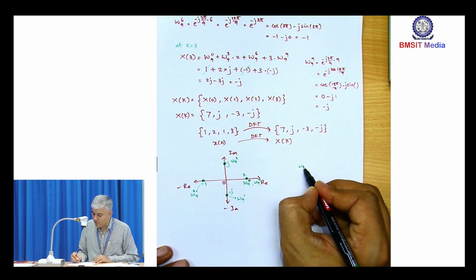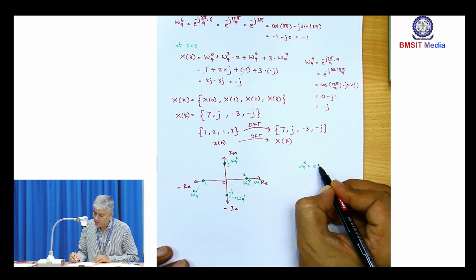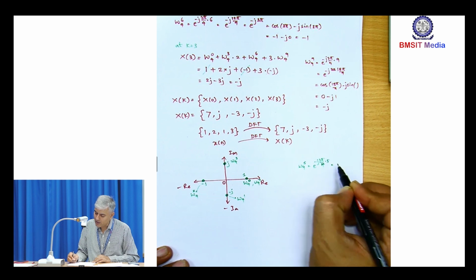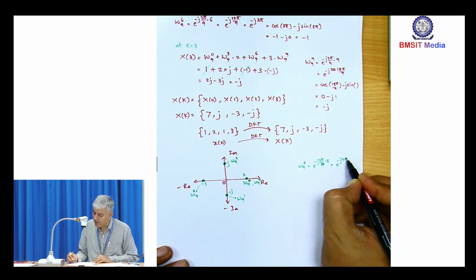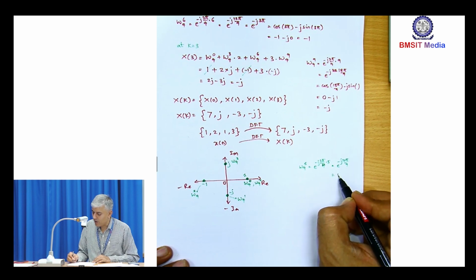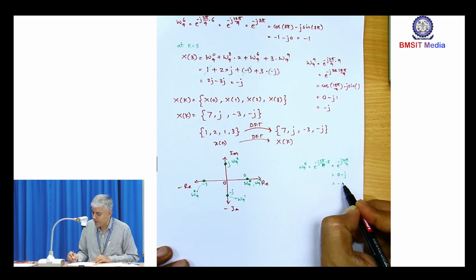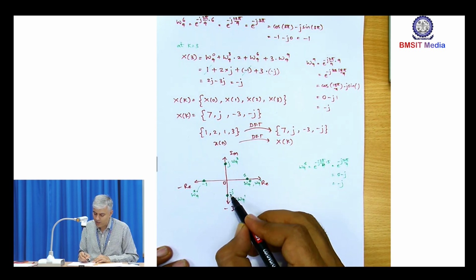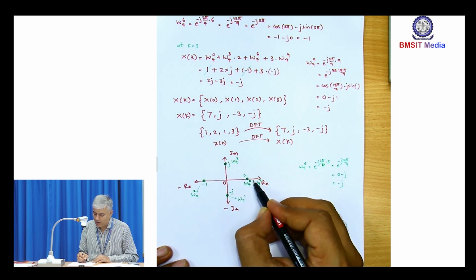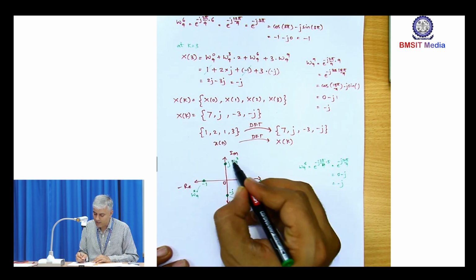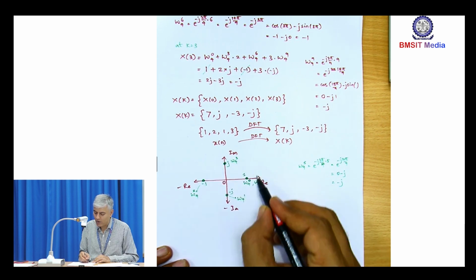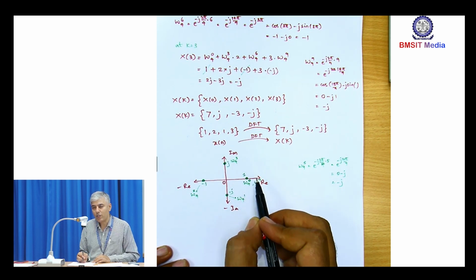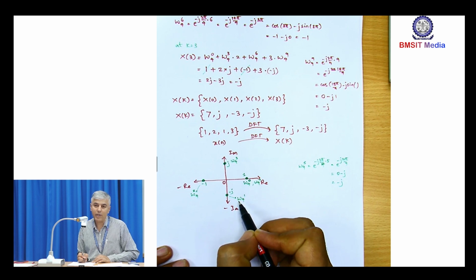If you want, W4 raised to 5 is e raised to minus j 2 pi by 4 into 5, so it is e raised to minus j 10 pi by 4. You can plot it and observe that the value will be minus j. So W4 raised to 0, 1, 2, 3, 4, 5, 6, 7, 8, 9, 10 and so on. This clockwise rotation of the twiddle factors can be observed.